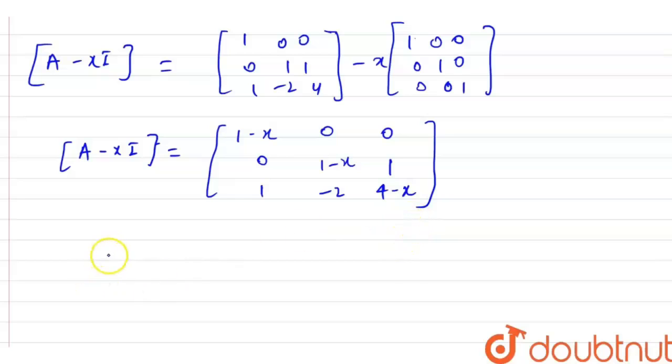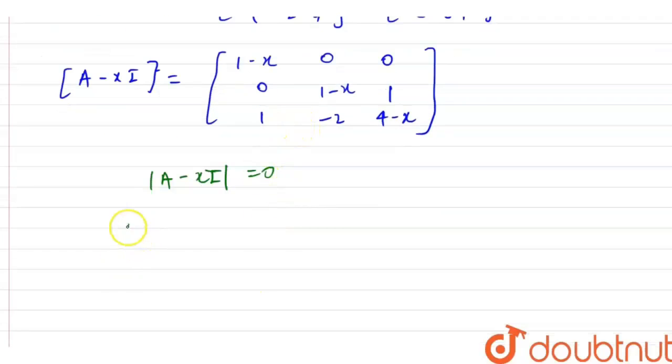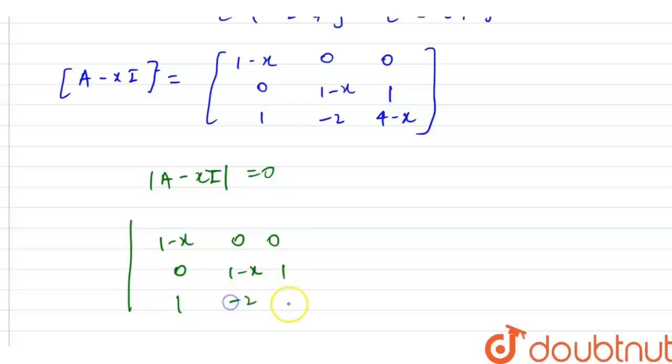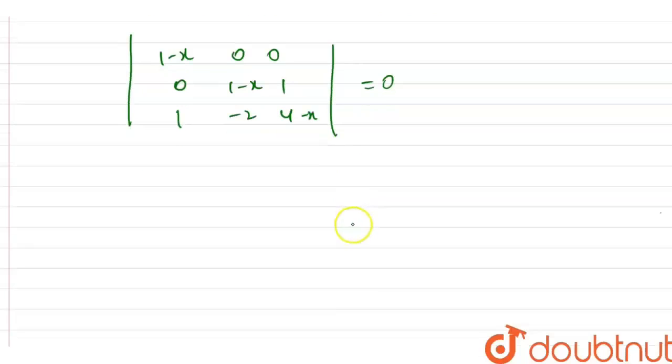Okay, now I'm going to find this determinant, and I'm computing this as 0. So the determinant of A minus X I will be equal to 0. Now I'm finding the determinant of this thing. So it will be the determinant of 1 minus X, 0, 0, 0, 1 minus X, 1, 1, minus 2, 4 minus X, and it will equal 0. Now I'm going to expand this along my first row.